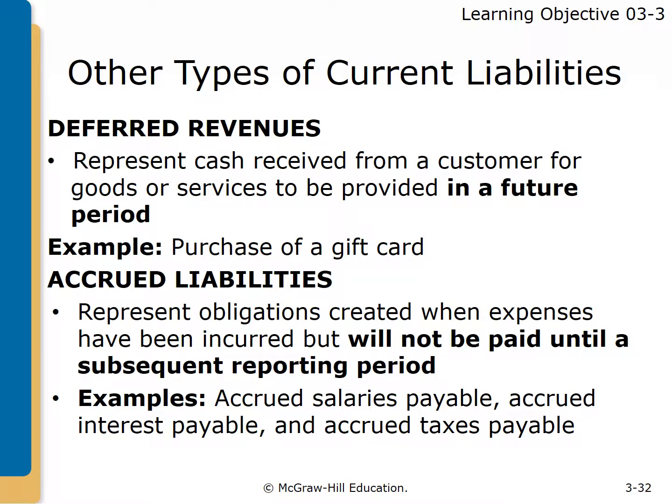Accrued liabilities. These are obligations created when expenses have been incurred but will not be paid until another reporting period. And these are usually created during the adjusting journal entry process. Things like accrued salaries payable, interest payable, and taxes payable. And your author likes to use the word accrued in front of all those, but it really isn't necessary. Just as long as you identify it as being a liability, it's created because the expense occurred, but you didn't pay for it yet.